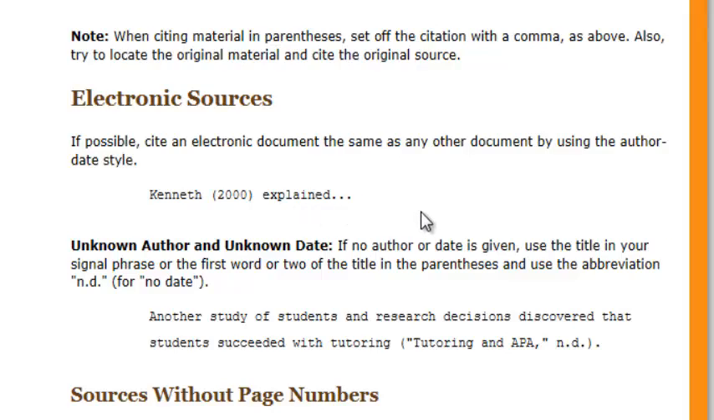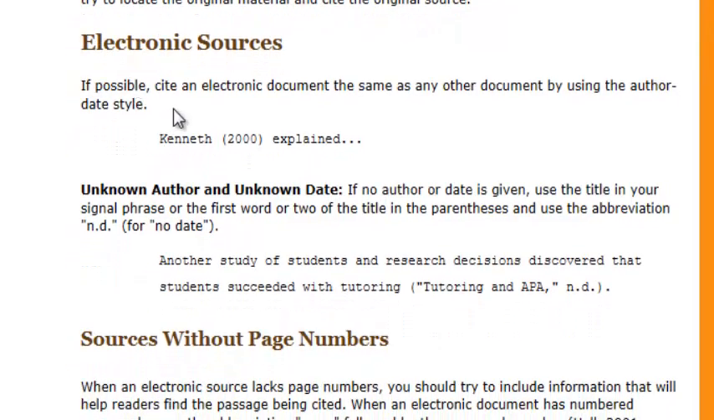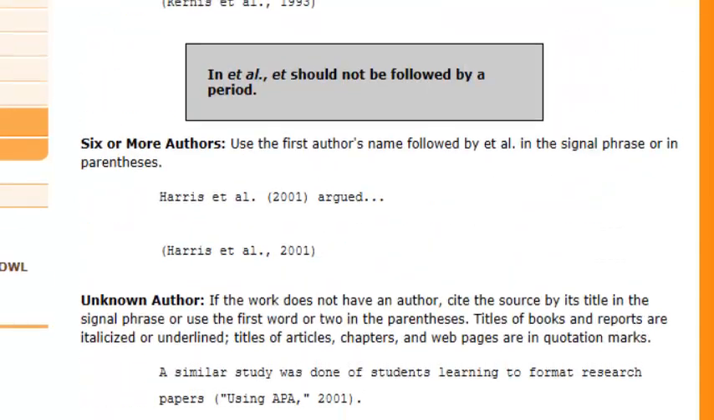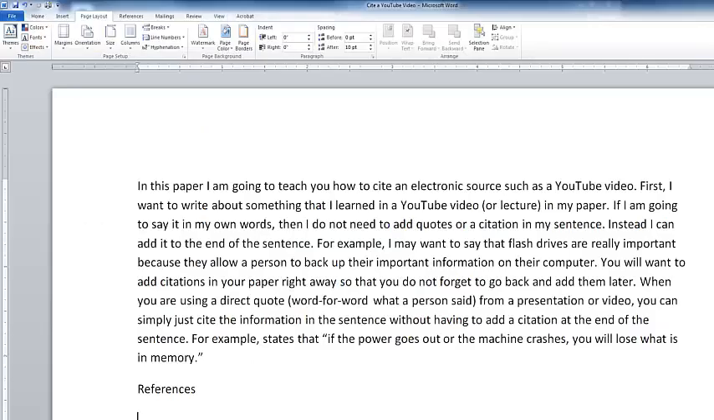But this only occurs when you need to cite a quote. If you want to put something at the end of your sentence, it says that you can actually use the same format as a book or any other sort of article. So we scroll back up here, it says citing an author or authors. That'll give us our information. Now, at the very end of the paragraph, we can just put the author's last name and the year that it was published. So let's go back to our Word document.